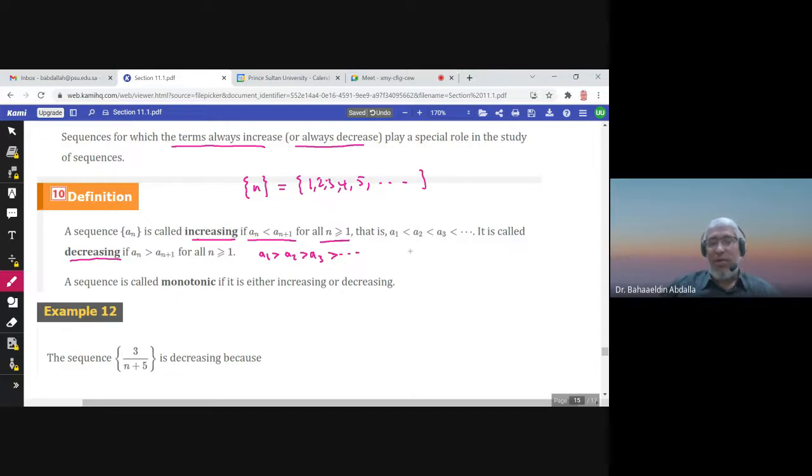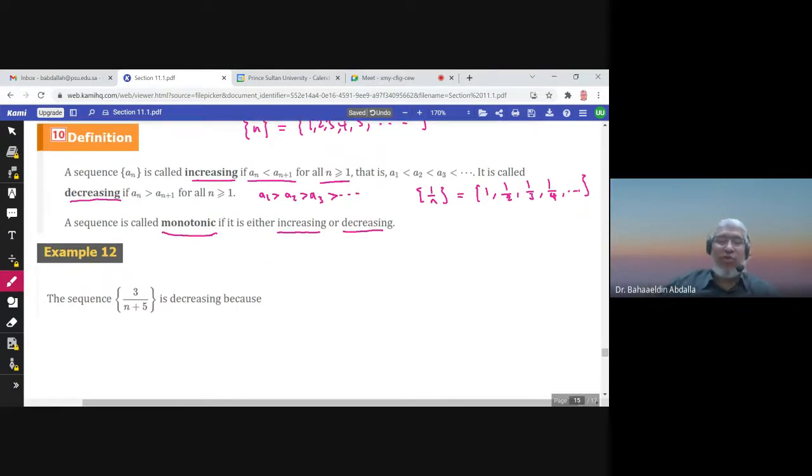So for example, the sequence 1 over n. This sequence, if n is 1, starts by 1, the first term, and then a half, then 1 over 3, then 1 over 4. So the first term is greater than the second, which is greater than the third, so this sequence is decreasing. If the sequence is increasing or decreasing, we call it monotonic. So what is a monotonic sequence? It's a sequence that's decreasing or increasing.